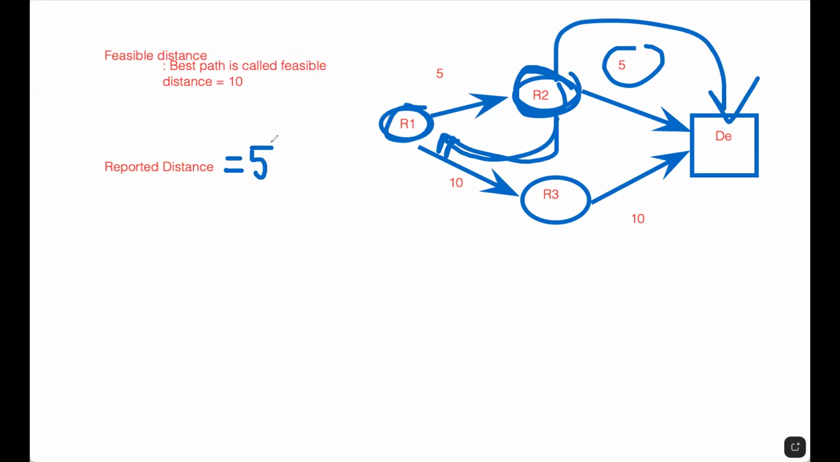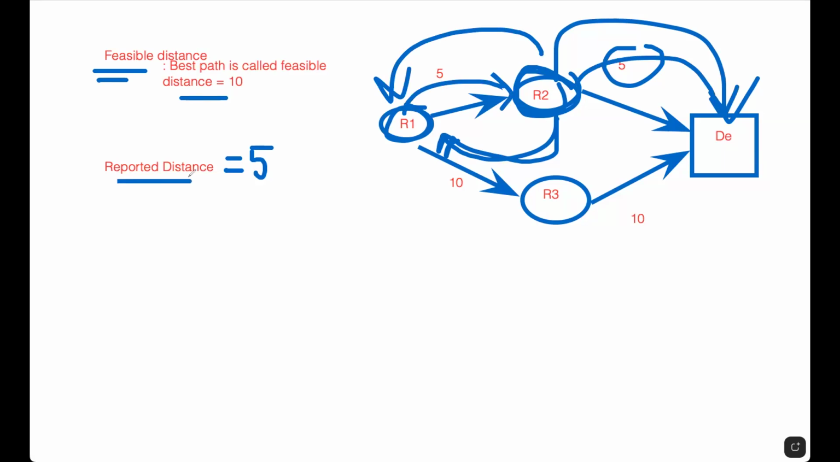So feasible distance is the best path that is used to reach the destination. Reported distance is the metric advertised by the neighbor router for the specific route. So it is the metric that is advertised by R2 to R1. Here feasible distance is the distance from R1 to R2 plus R2 to destination. That is the feasible distance. But the reported distance is the R2 to destination. That is 5. Are these two terminologies clear? Yes, sir.